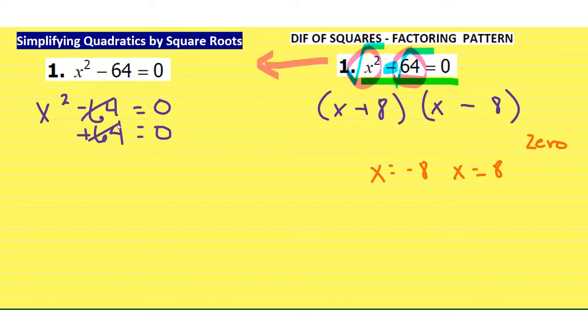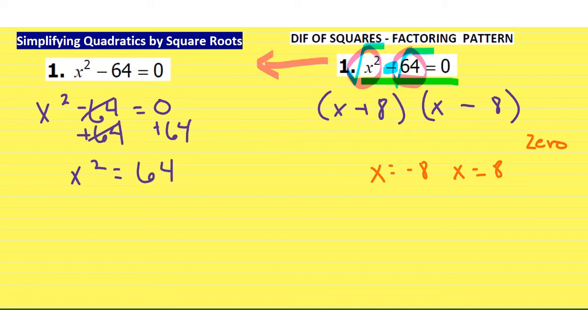So these two things cancel out. That leaves me with x squared is equal to a positive 64. Let's change that over here. That was actually adding 64 to both sides. There we go. So x squared is equal to 64.